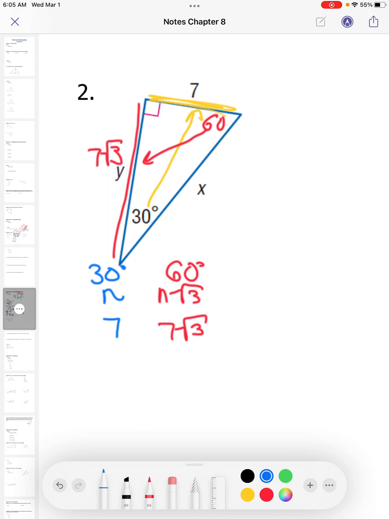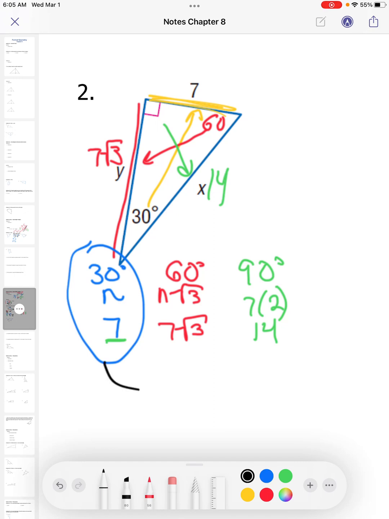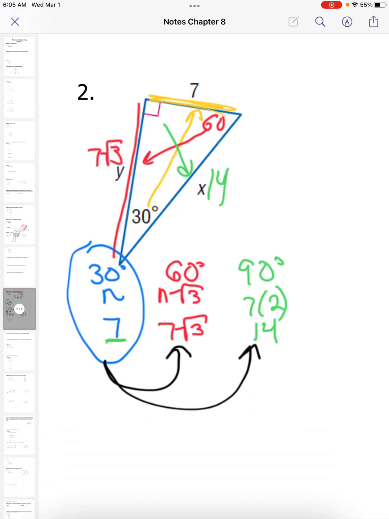And if I want to find the 90 degrees, which is currently your x, I'm going to take my n and times it by 2. Okay, so I focus on the relationship between the short leg and the middle leg or the hypotenuse, and then you can go vice versa, because either you're timesing by 2, timesing by root 3, or dividing by both of those.